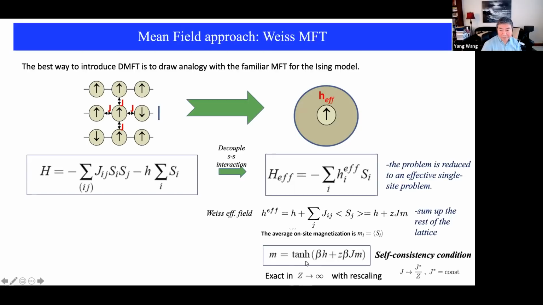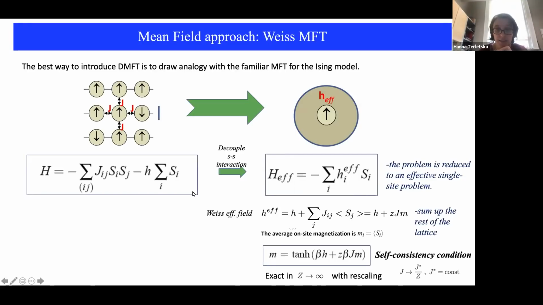But also, I want to point out here that there is a big difference between dynamical mean field theory and this Weiss mean field. Here, in Weiss mean field, this H effective is just a number. It's not a function, it's just a number which represents the overall average effect of the rest of the sites on a given site spin S_i.